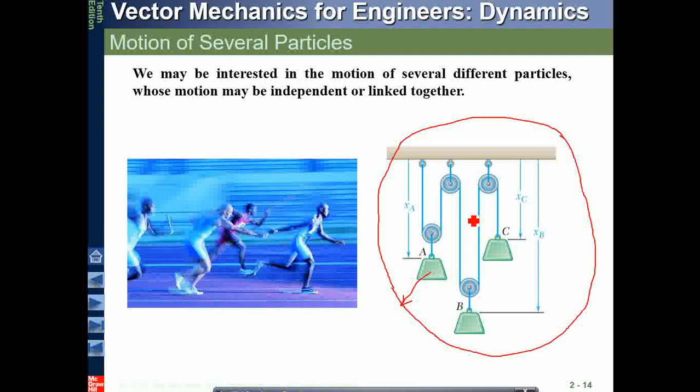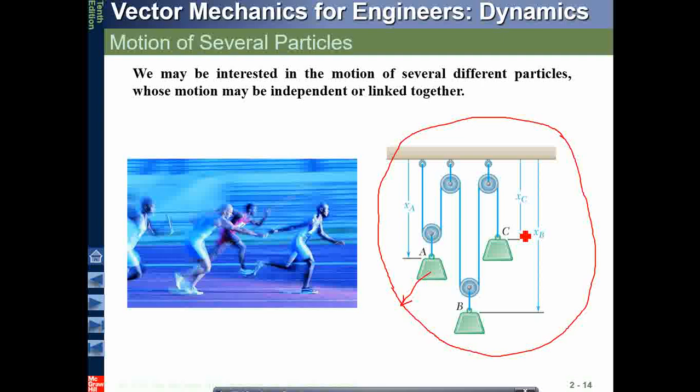They also have conveyor belts, which work very much like these pulleys, where one weight is being lifted and another weight is being pulled down. However, remember that the overall length of the string is constant. So they are independent, however, they link together. That means their motion is independent of each other, however, they are linked together.